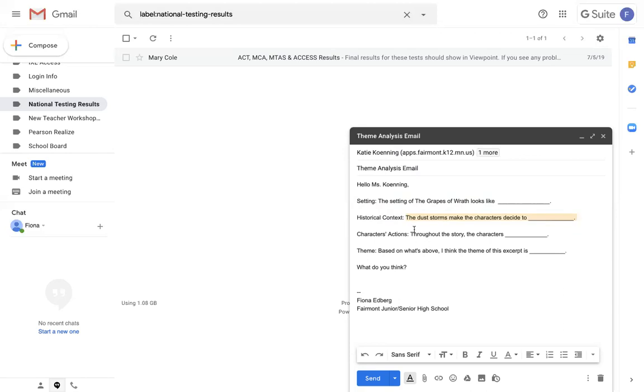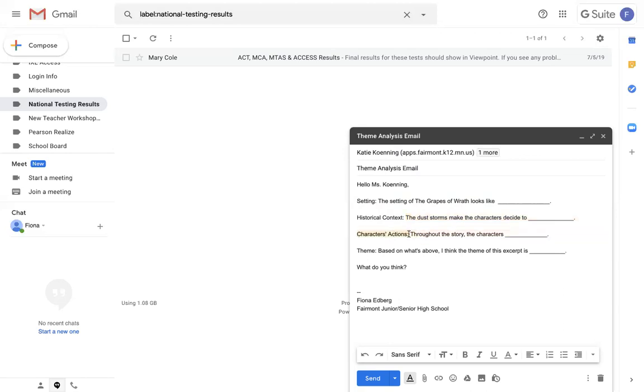So because of these dust storms that we've been learning about, what are the characters in the text doing? What do they have to do in response to those dust storms? And there should be one big thing that comes to mind that they talk about a lot in the text there. Third, you're going to look at the characters' actions.